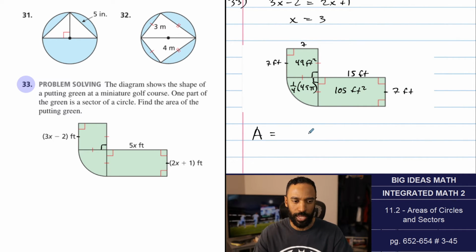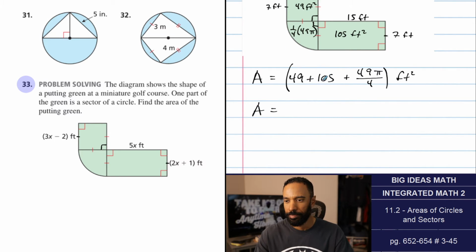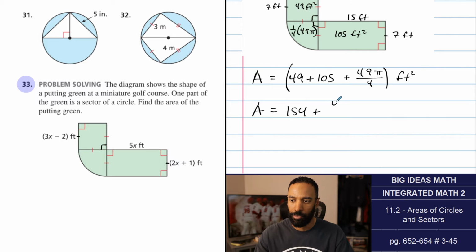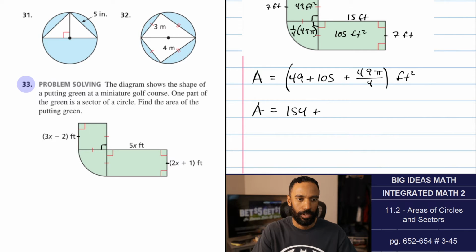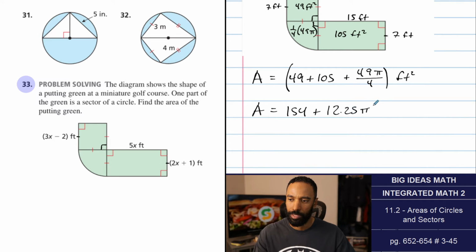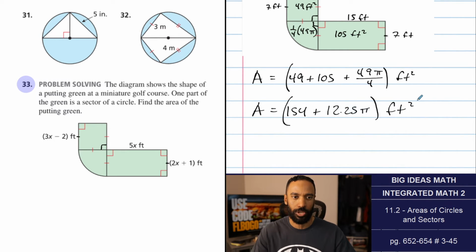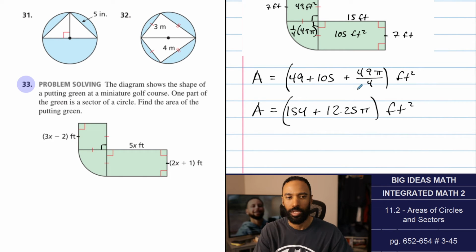Ultimately, the area of the total thing is going to be 49 plus 105 plus 49 pi over 4 square feet. If you want an exact, that would be 154 plus 49 pi. Let's write 49 pi over 4 as whatever that is. 49 over 4 is 12.25. So 12.25 pi square feet. And then let's go to the calculator for the whole thing. 12.25 times pi plus 154. Does 49 plus 105 is 154? Yes.